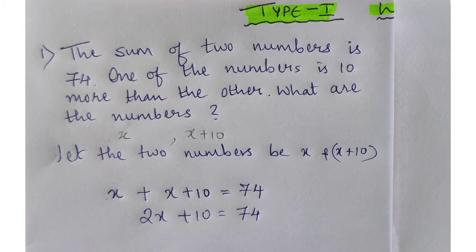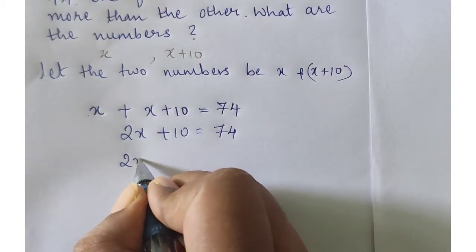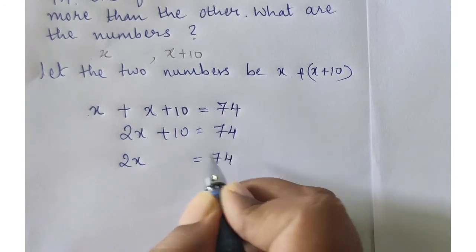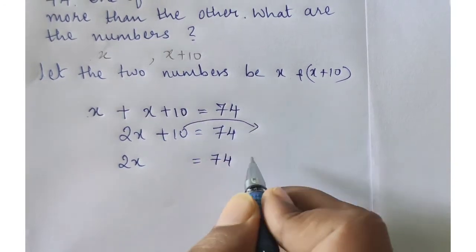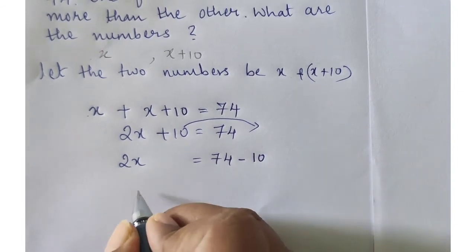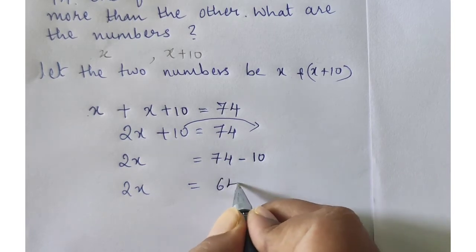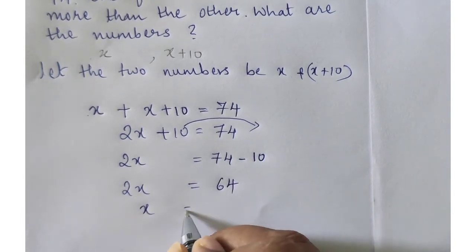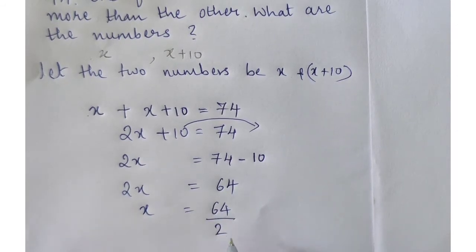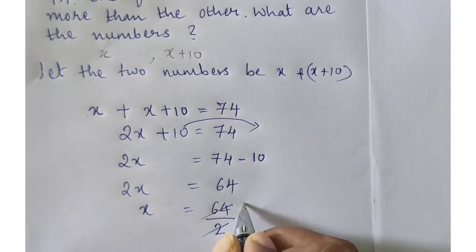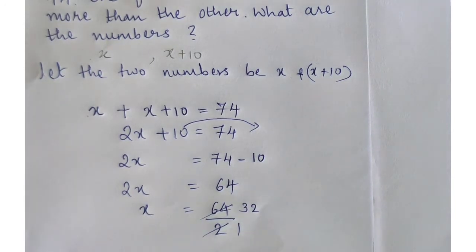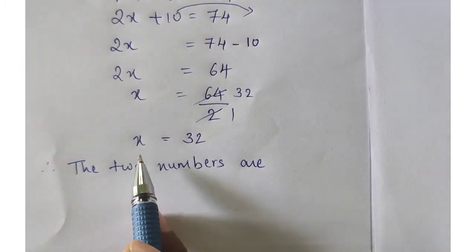Do you further know how to solve this linear equation and find the value of x? Yes, I'm sure you do. So let us do that quickly. Let us transpose 10 to the other side. So it will become minus 10. 2x will be equal to 74 minus 10, which is 64. Further, x will be equal to 64 divided by 2. 2 ones are 2, 2 threes are 6, 2 twos are 4. So what is the value of x here? x is 32.